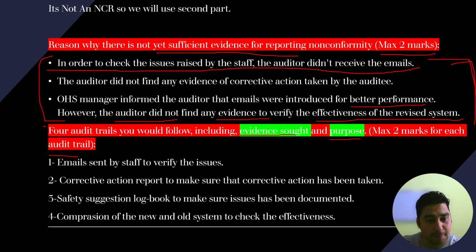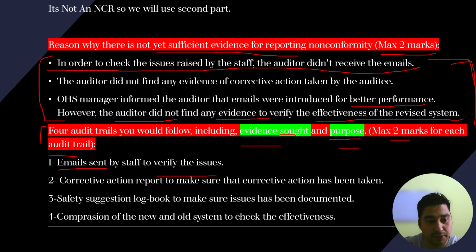Now, four examples you have to give, evidence sought and purpose, and for every example you will get 2 marks. So total 8, and 2 marks for this one, so total 10 marks. So the email sent by the staff to verify the issues, what evidence do you need? The emails. Why do you need the emails?